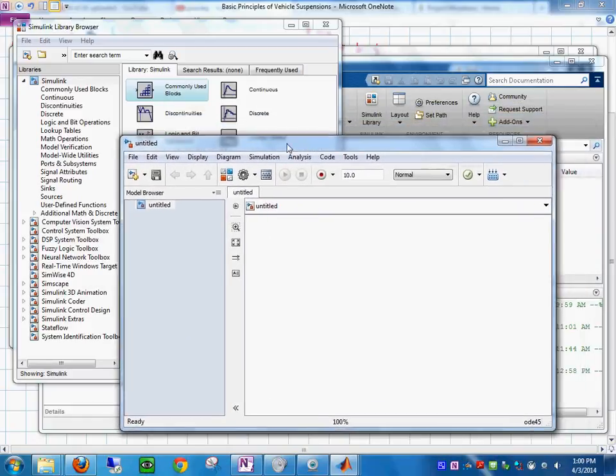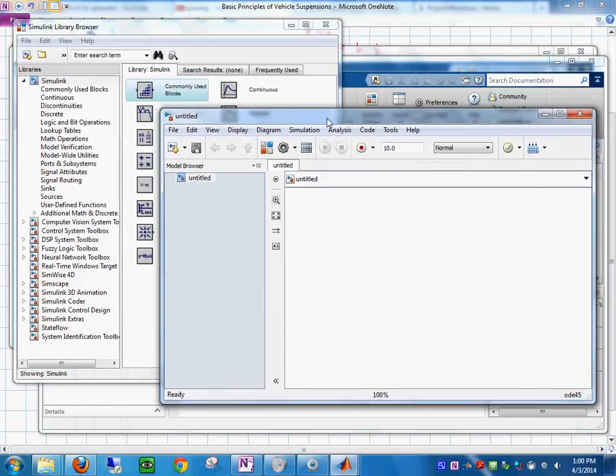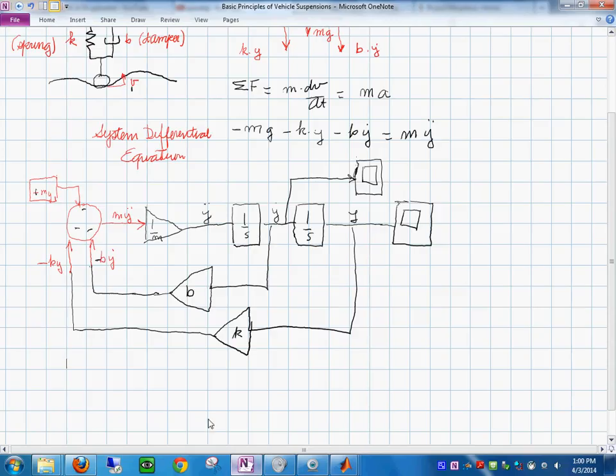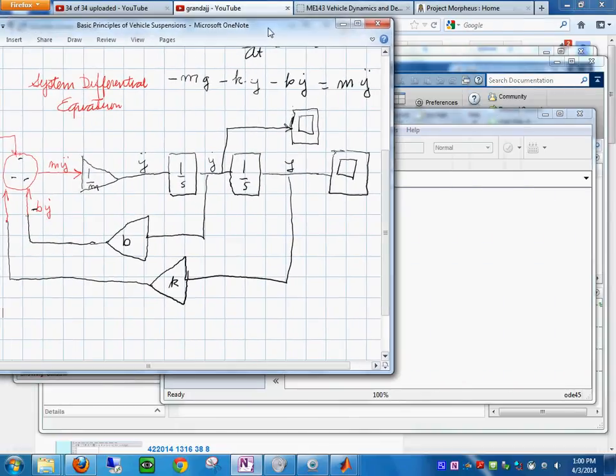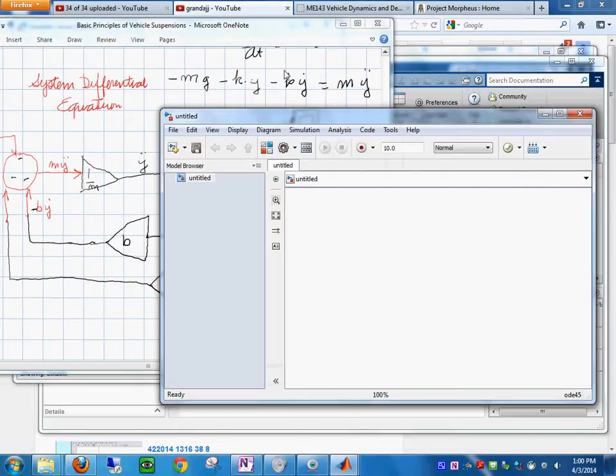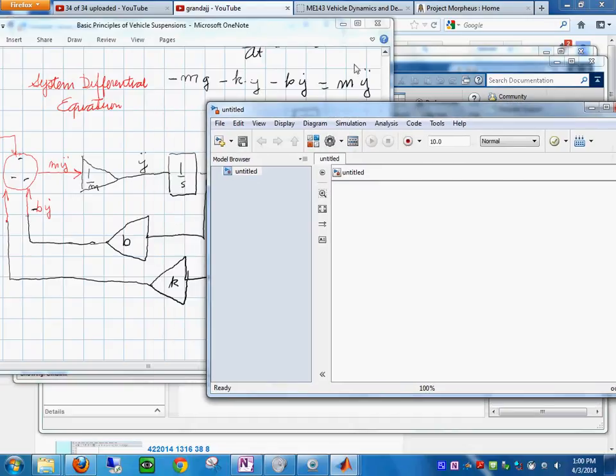Okay, so what we need to do is to translate that model that I had on paper, this one, into this. And to do that, I'm gonna need some tools.